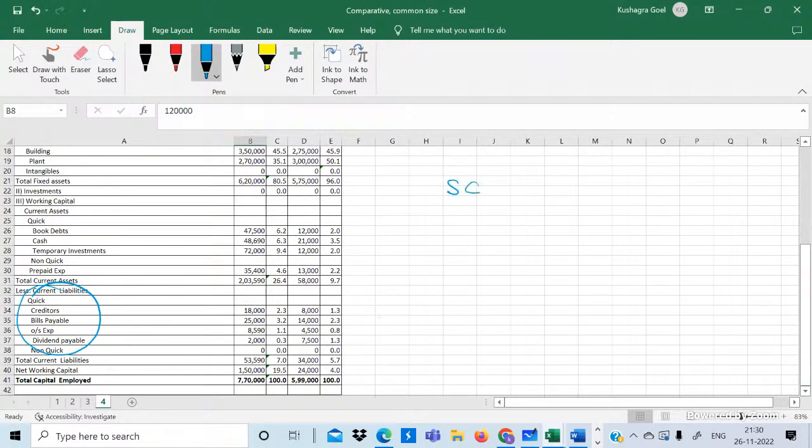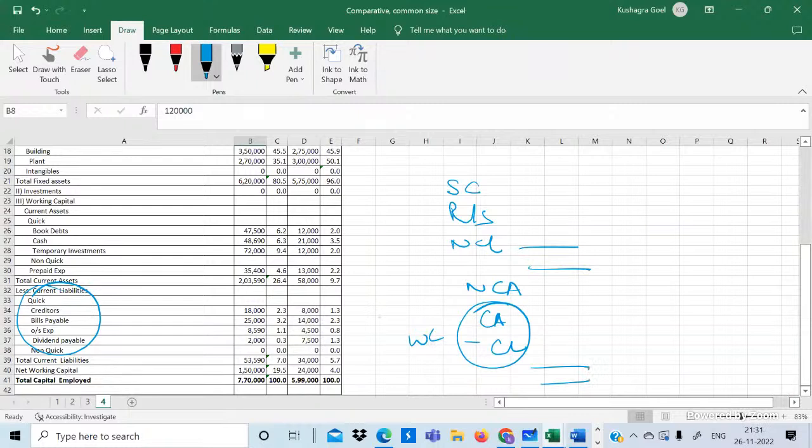According to them, what is the balance sheet? Balance sheet is share capital, reserves and surplus, non-current liabilities. Then they say it is non-current assets, plus current assets minus current liabilities. This is working capital. So the total of this should be equal to the total of this. The other way of doing it is, instead of showing current liability here, I'll take it here. And then the total of this should be equal to the total of this.